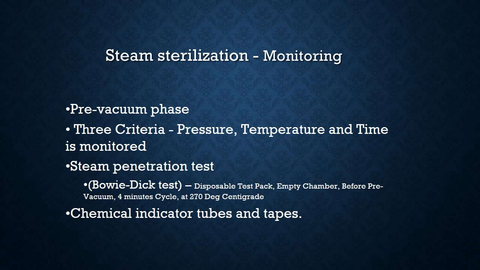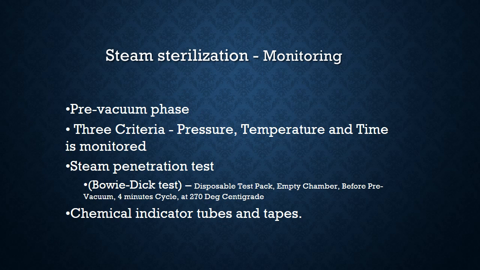on the whole paper, the whole sheet, symmetrically, then that means that the penetration of steam to all parts of the autoclave was good, and this chamber is good enough for sterilization. If there is patchy discoloration or color change on this test pack, then the autoclave needs to be examined by an engineer to see what is wrong with it.